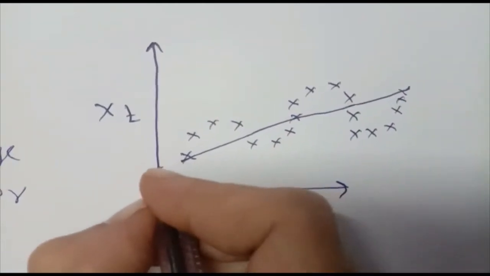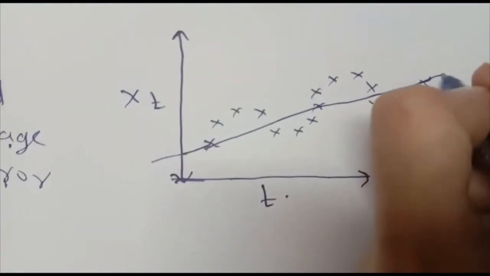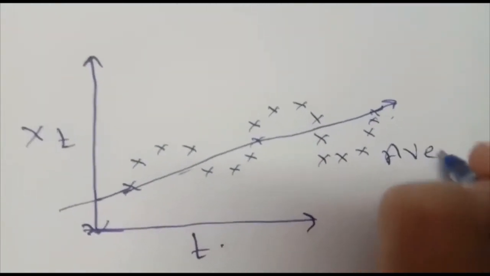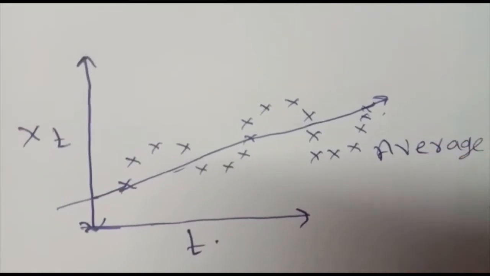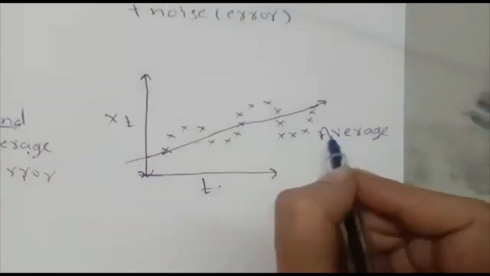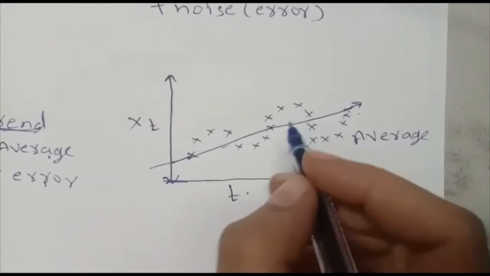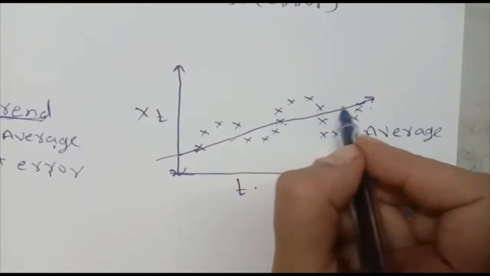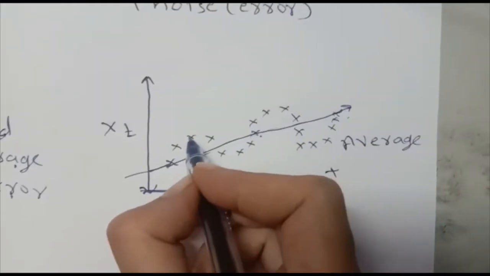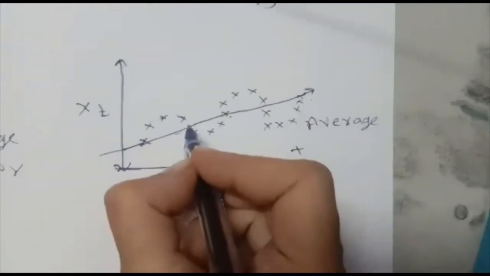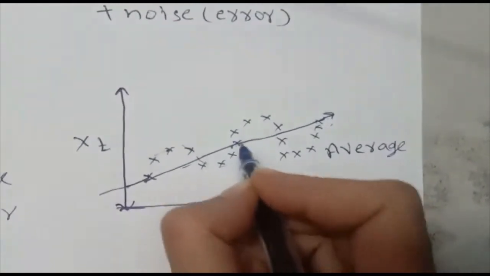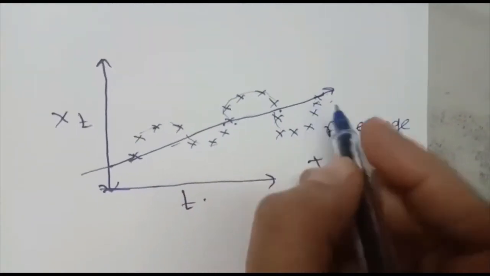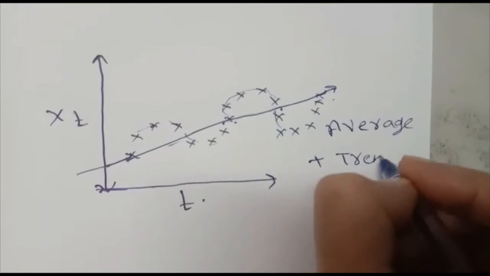Okay, so in this case also we are taking the average of increasing demand. So there is average plus there is trend. There is some trend we are seeing, that the trend is increasing, means at some point the demand is increased, at some point the demand is decreased, again at some point demand is increased, and at some point demand is decreased. So there is trend.